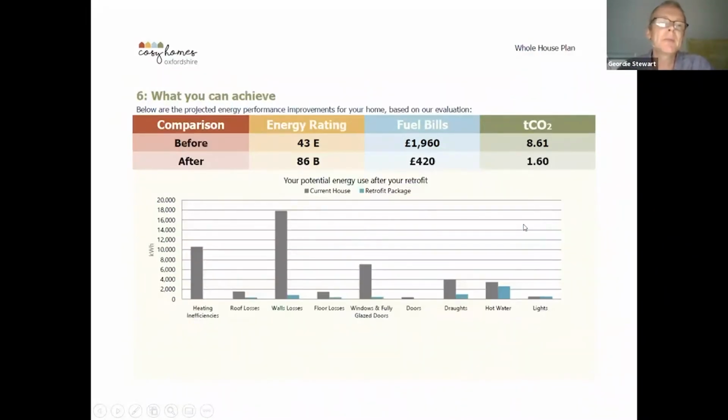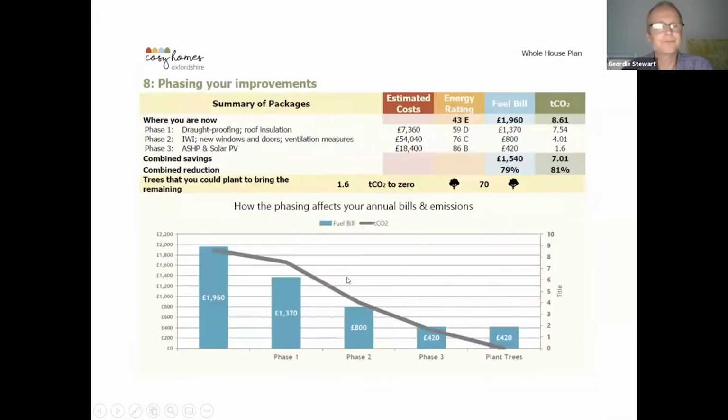So here we look at what is possible to achieve. In this particular house, we're able to increase the energy rating from a 43 to an 86, reduce the bills quite dramatically down to £420, and the carbon from 8 to 1. The grey is what it was before, and the blue is the potential. So we've removed the heating inefficiencies completely, in this case by installing an air source heat pump. We've insulated the walls and got the wall losses down massively, and so on along here.